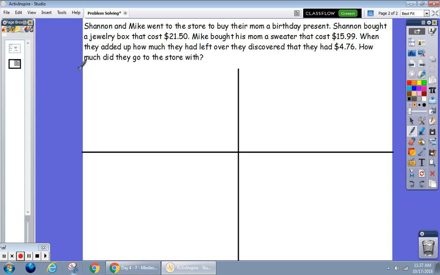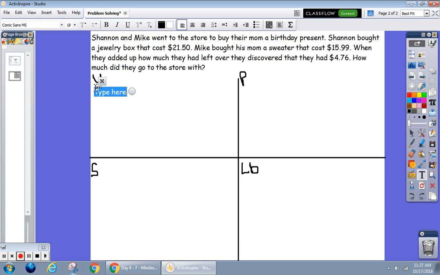So first thing I want to do is I made my UPSLB, U, P, S, L, B. All right, and I'm going to type in the U section just so everyone can read it. So first thing, characters. Who's in my problem? Shannon and Mike. All right, next, my important numbers. I see $21.50, I see $15.99, and I see $4.76.